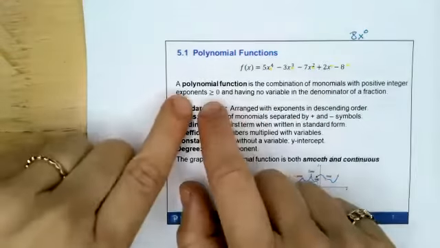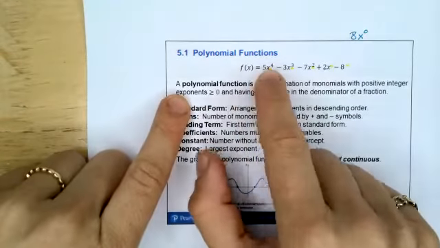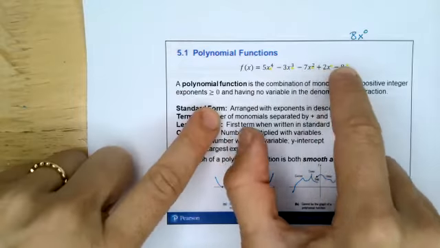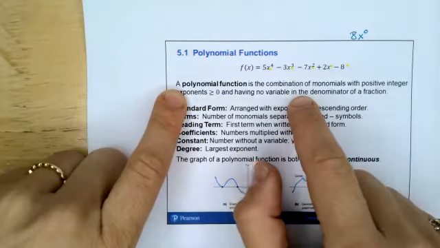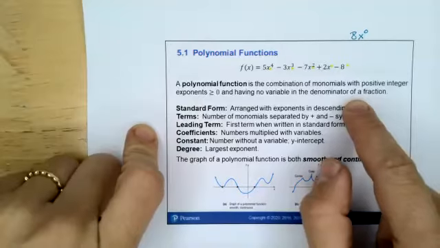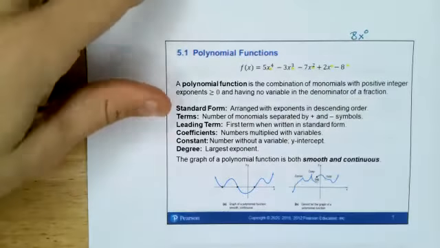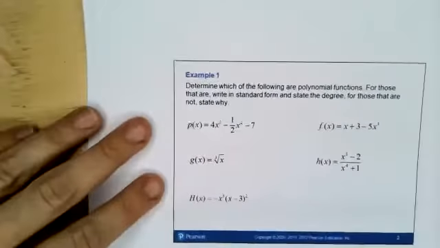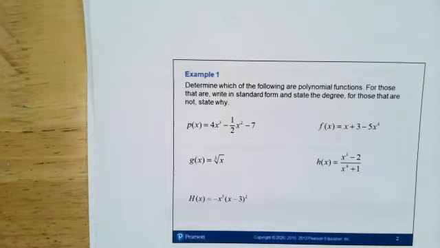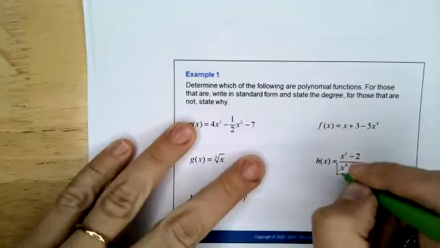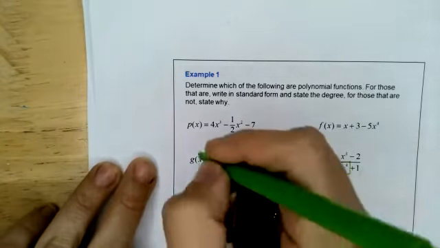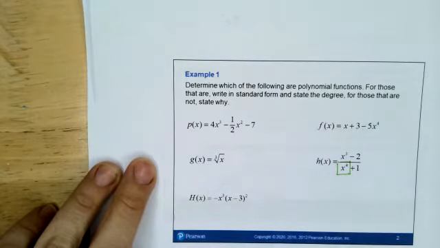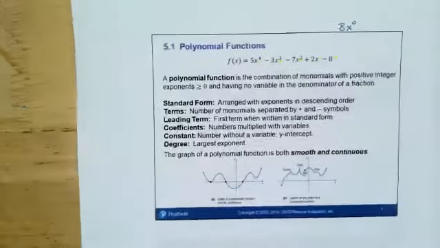So you have exponents. They are all positive. That's a positive 4, positive 3, positive 2, positive 1, and a 0. They are greater than or equal to 0, and there are no variables in the denominator of a fraction. Let me show you some of the examples they ask us about. For example, here we have a variable in the denominator of a fraction. Good. That would be not a polynomial.